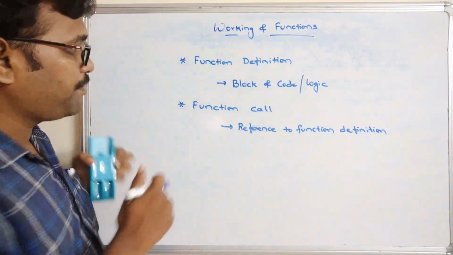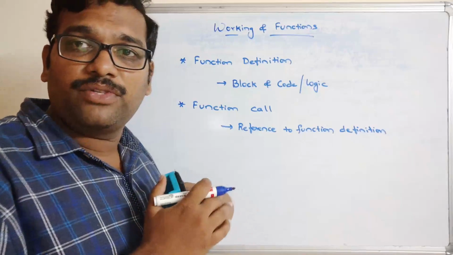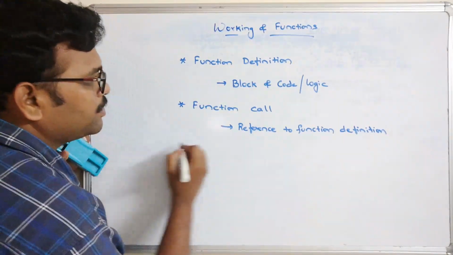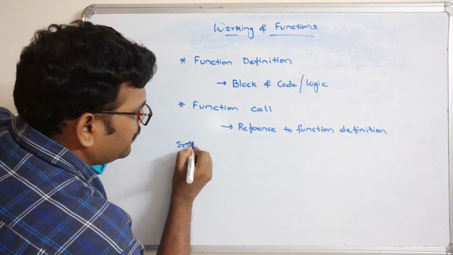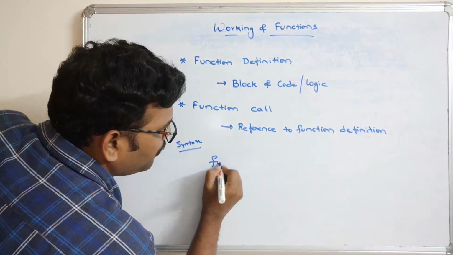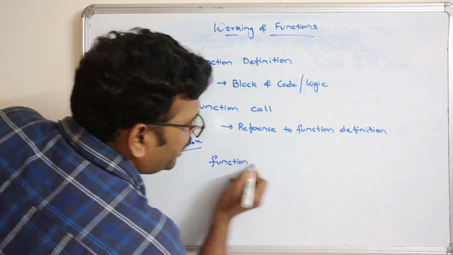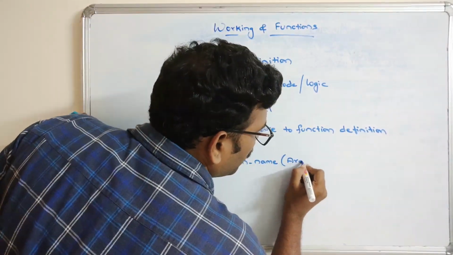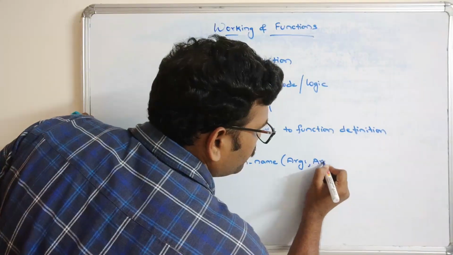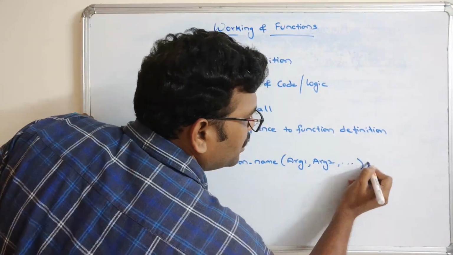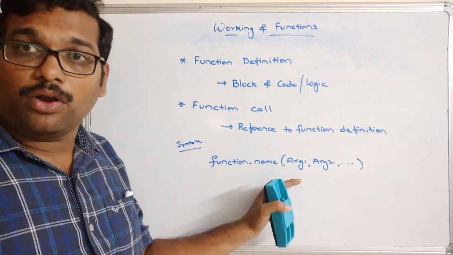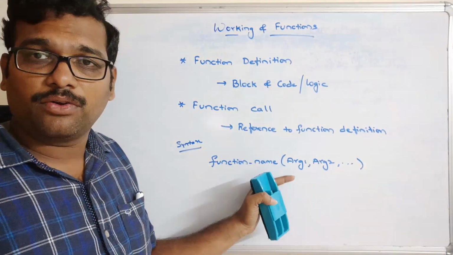Okay, so the syntax of function definition we have seen in our previous session. Syntax of function call: it is the function name, whatever name we are giving, and then the arguments. If you are passing any arguments, you can write down all the arguments here and give the semicolon, or it's not necessary. Okay, so this is the syntax for function call.